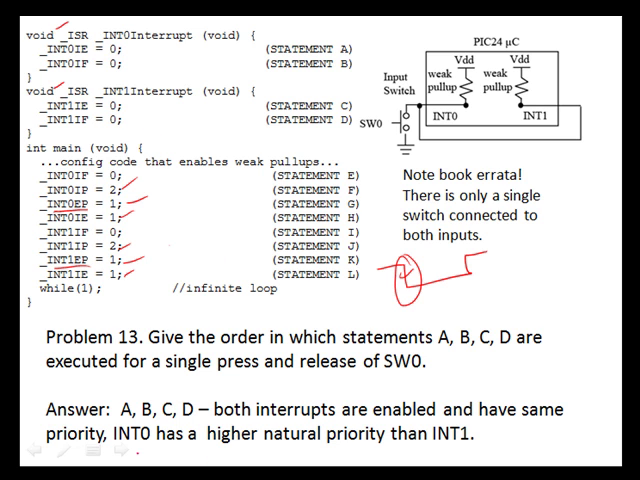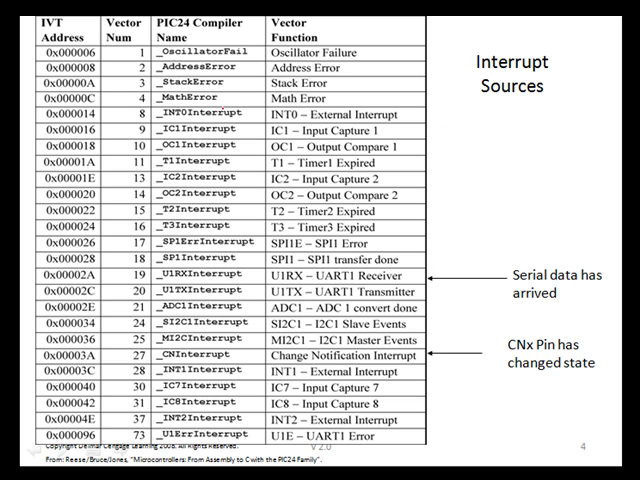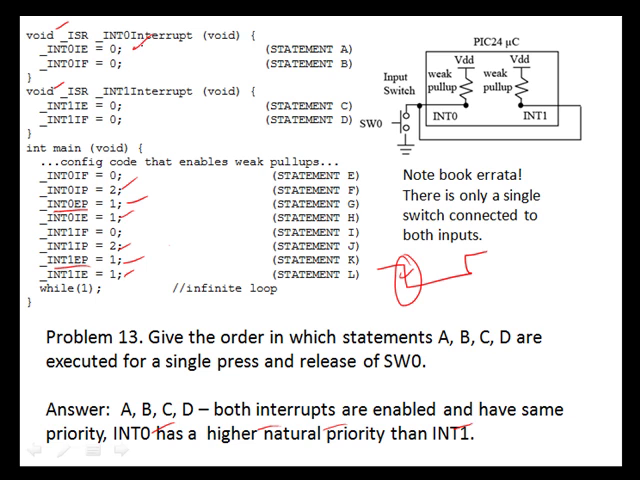It turns out that INT0 has a higher natural priority than INT1. What does that mean? If we take a look at the vector table, INT0 comes before INT1 in the vector table, so that means that this ISR will be executed before this ISR in the case of a simultaneous interrupt. So the answer is that statements A and B will be executed first. Once this ISR is exited, then statements C and D will be executed. So the statements are executed in this order: A, B, C, D.